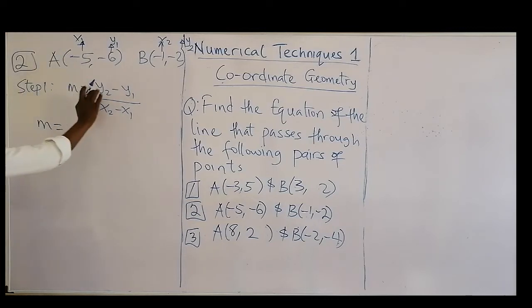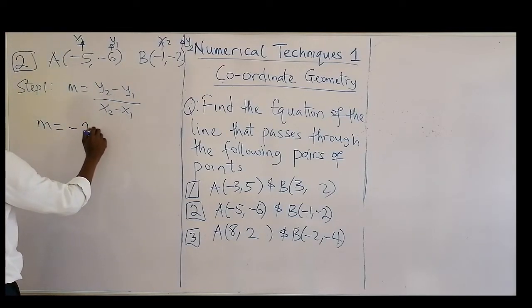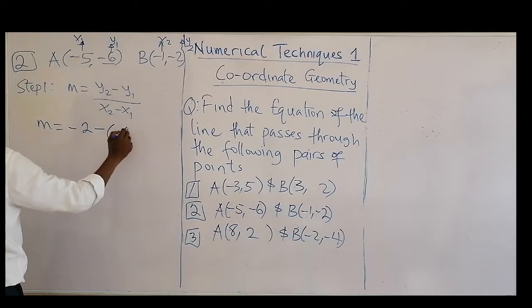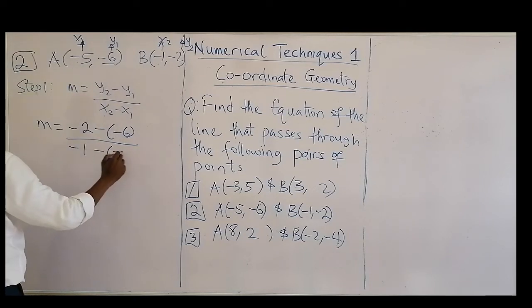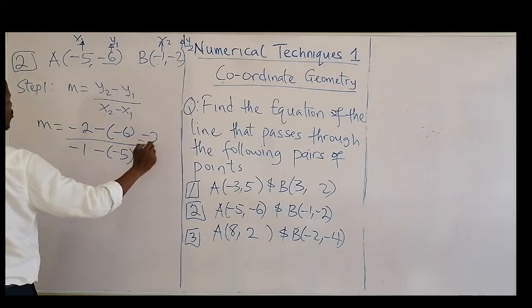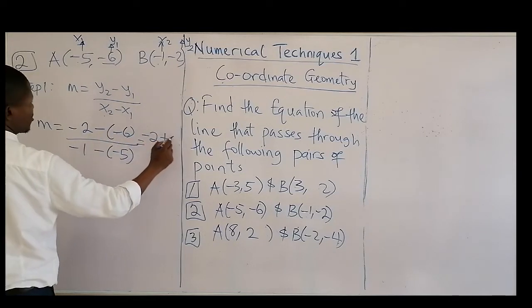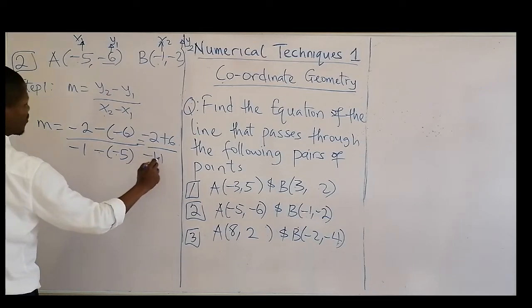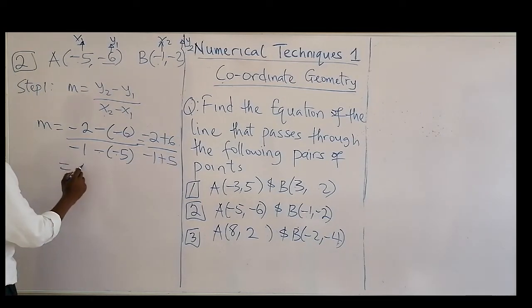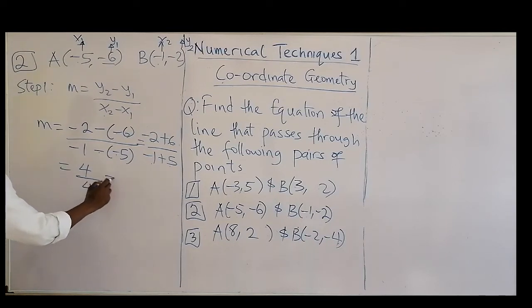Okay, so my y2 is what? Is minus 2, minus 6, all over x2 minus 1, minus 5. That will be equal to what? Minus 2, minus times minus, that's plus 6, all over minus 1, minus times minus, that's plus 5. That's equal to what? 4. Minus 2 plus 6, that's 4. Minus 1 plus 5, that's 4 also. So we have what? 1 as the gradient for that question.